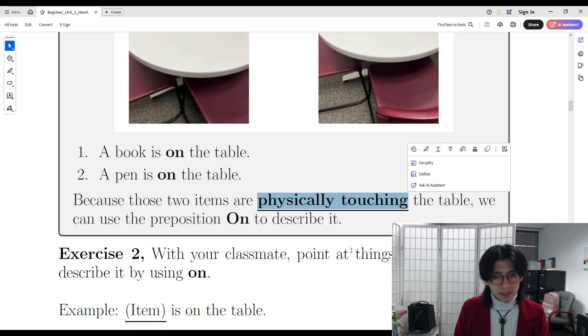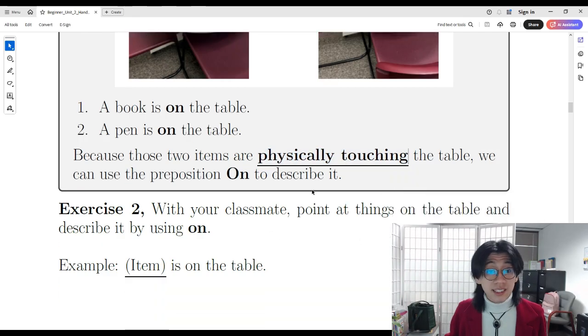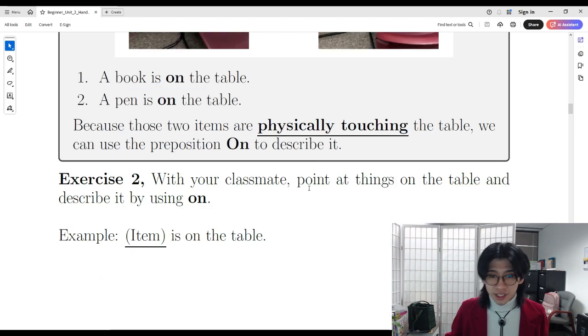Hopefully that makes sense. Okay, so we are going to work on exercise number two over here. It says work with your classmates. You're watching that at home, so don't worry too much about that. How about go to your dining room table? Maybe go to a cafe or a grocery store, anywhere where there is a table. Find a table first, okay?